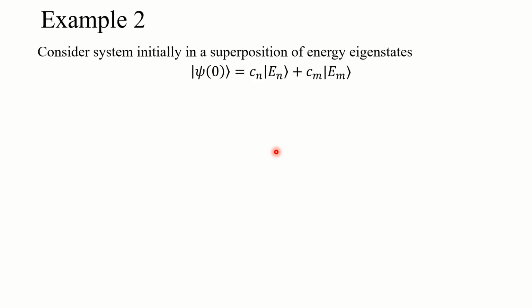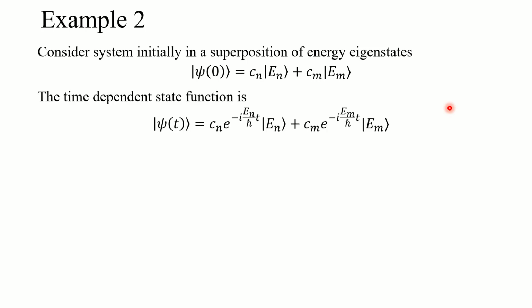Right? So let's look at a slightly more complicated example. Let's look at a superposition state, a system that starts in a superposition of two energy eigenkets. Pick any two of the eigenkets, the nth and the mth eigenkets, and some linear combination of those two. If I want to know the time-dependent state function, I just have to include those energy phase factors, where this one is dependent on the energy of the nth eigenket, and this one on the mth eigenket.